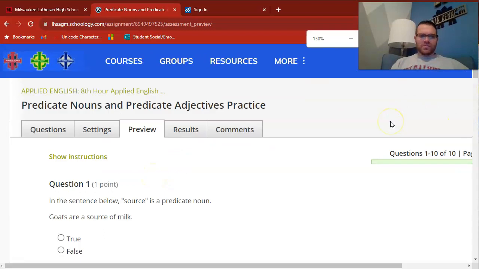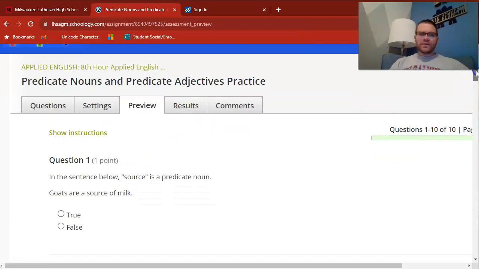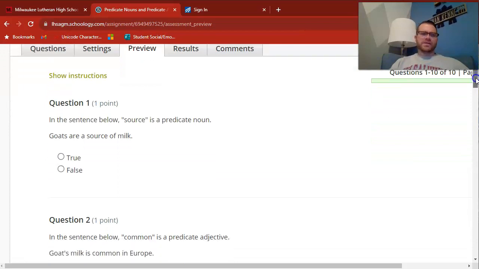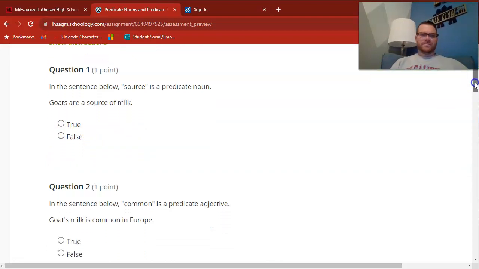And I'm going to zoom in just a little bit. There we go. So first, I think 4 questions are true, false. I'm going to give you a sentence. So it'll say, like, in the sentence below, source is a predicate noun. Goats are a source of milk. You have to decide whether the word source there is used as a predicate noun or not. If it is, select true. If it's not, select false.